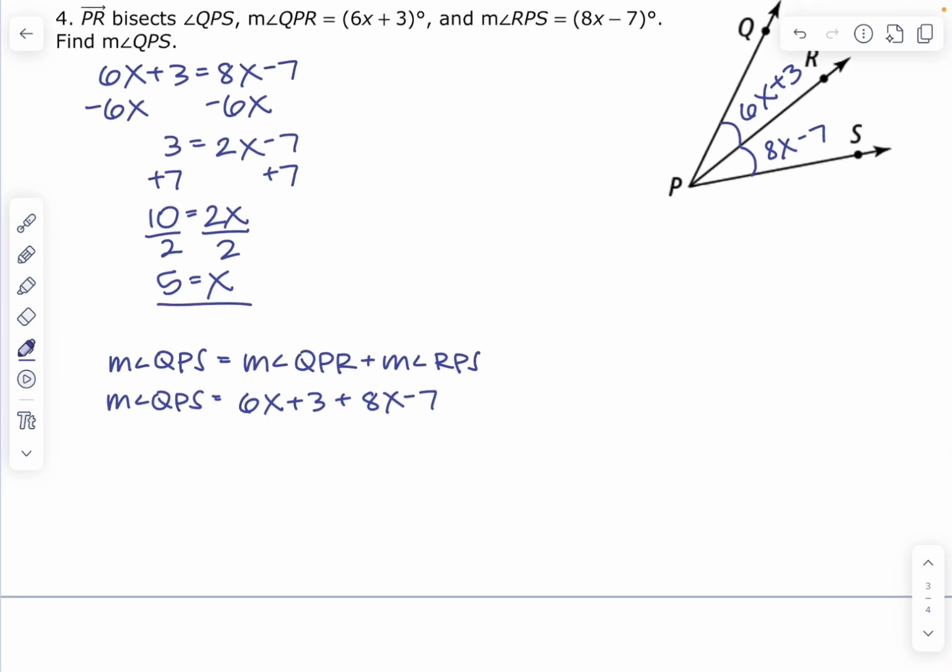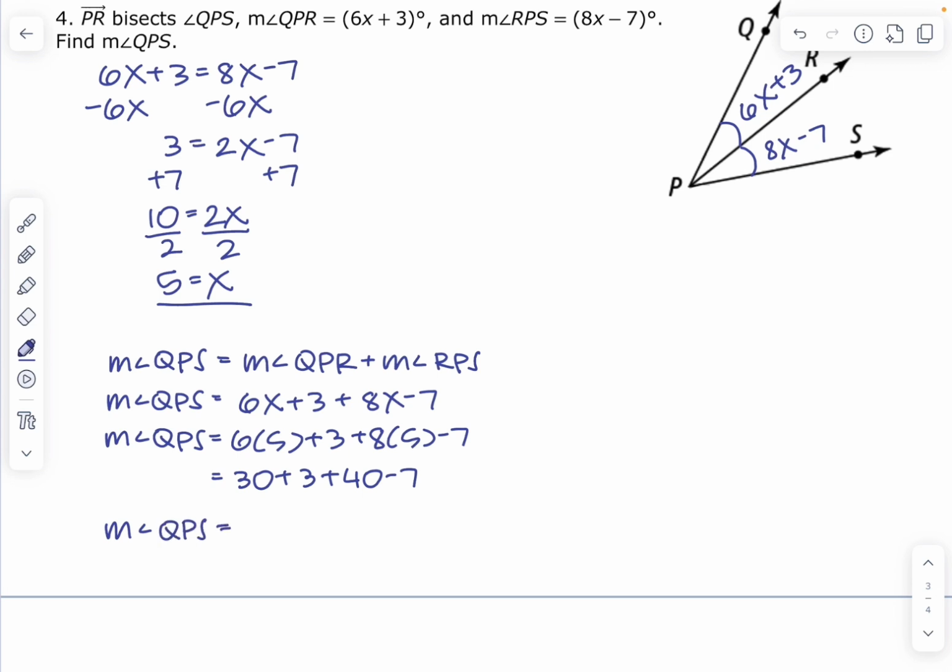All right, because I was able to solve for x up here, I'm going to plug in 5 wherever I see an x. So the measure of angle QPS then will be equal to 6 times 5 plus 3 plus 8 times 5 minus 7. Okay, that's going to get me 30 plus 3 plus 40 minus 7, which means that the measure of angle QPS is going to be 66 degrees.